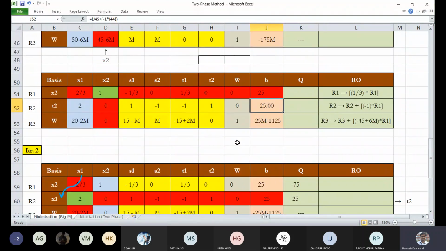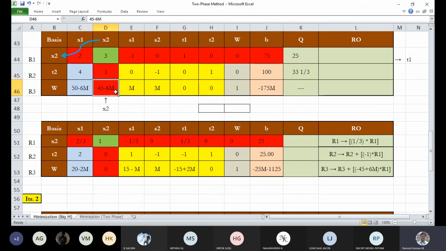Now, what else we have to do is replicate this for this row also. But in this case, we have got 45 minus 6m. How do we make 45 minus 6m become 0? When we add a negative 45, the positive 45 and negative 45 get cancelled. And when we add positive 6m, the minus 6m and plus 6m get cancelled. So this will become 0.